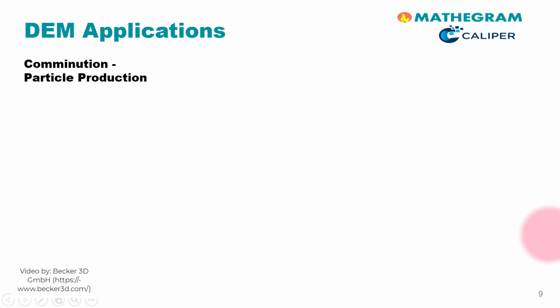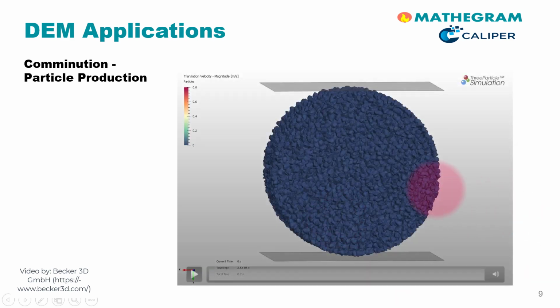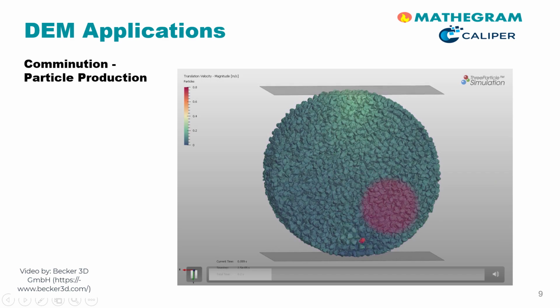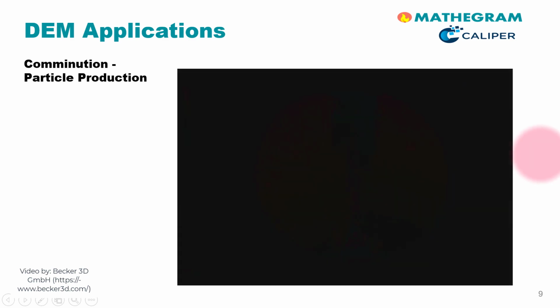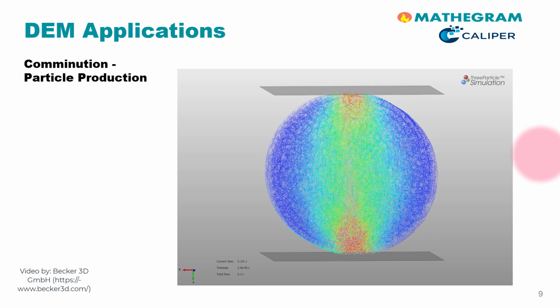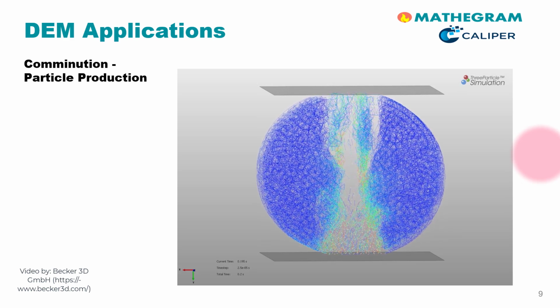But the DEM is even more versatile, as you can see here. We can use the method to even study the breakage or comminution of particles. Clearly, DEM can be helpful in particle production processes, e.g. to optimize these processes or troubleshoot an existing process.